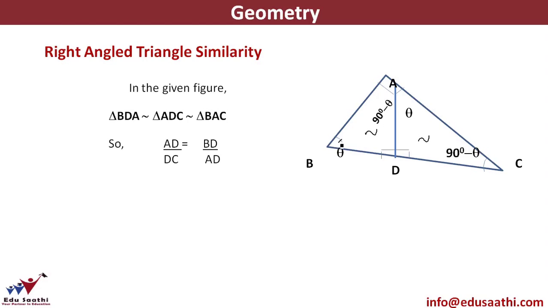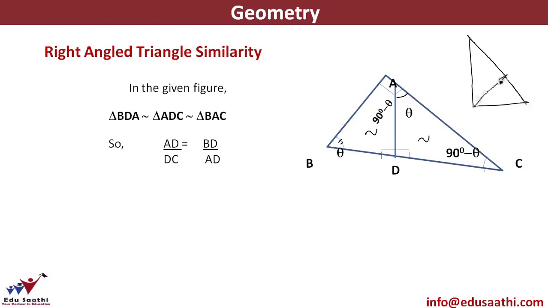So the angles that will turn out to be equal are this and this. So I will take their corresponding sides, which is AD over DC equal to BD over AD. So if you still have not understood, let's take another case.